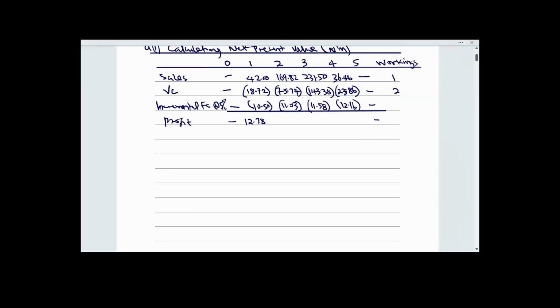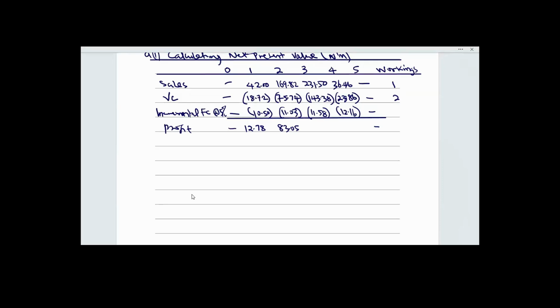I'll move to the second year. In the second year, total sales is 169.82 minus 75.74 minus 11.03 equals. Again, sorry about the break in transmission. Let's continue. So 83.05 is the second year, 83.05.